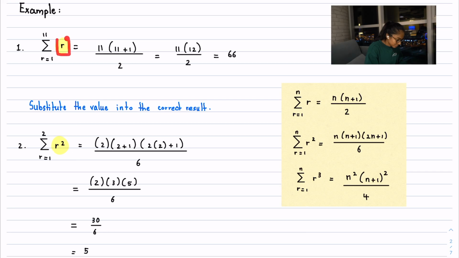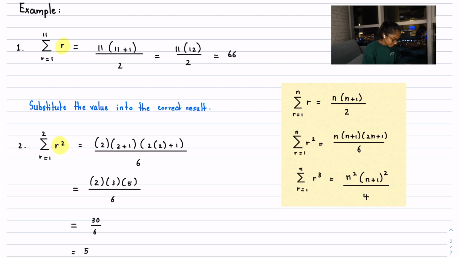So the function that we're going to think of is r, so the formula we're going to look at is this one. Okay, so r is equal to 1 here, and our function here is r. All we had to do was input this ending value, which in this case is 11, into this formula to get the result. You simplify using your calculator or your brain, doesn't matter. You just substitute the value into the correct result. And to identify the correct result, you just look for r squared, or r cubed, and that's it.